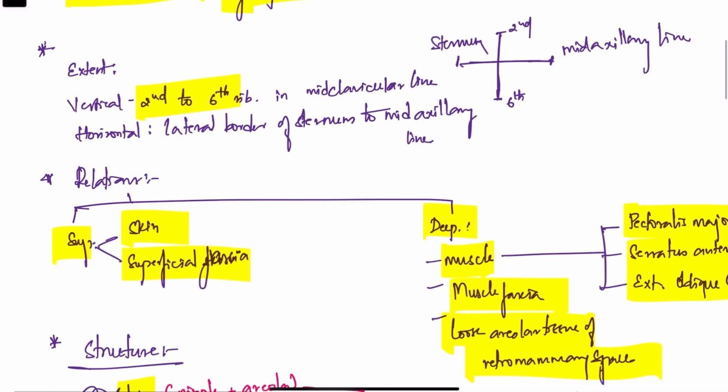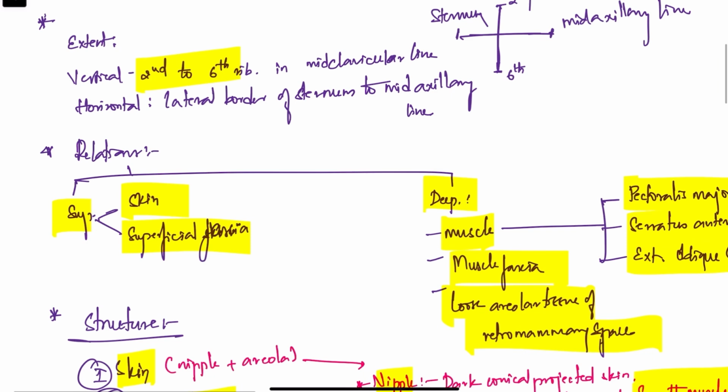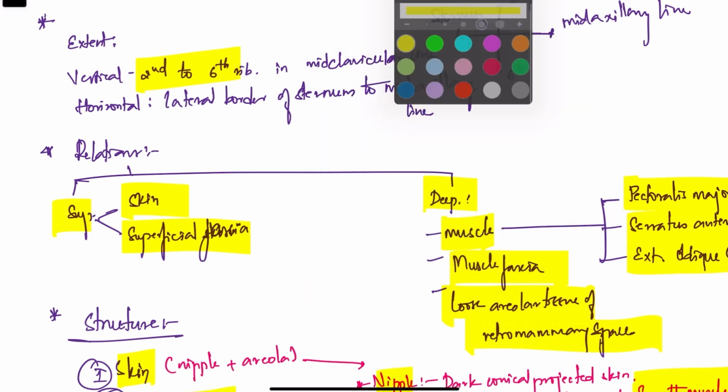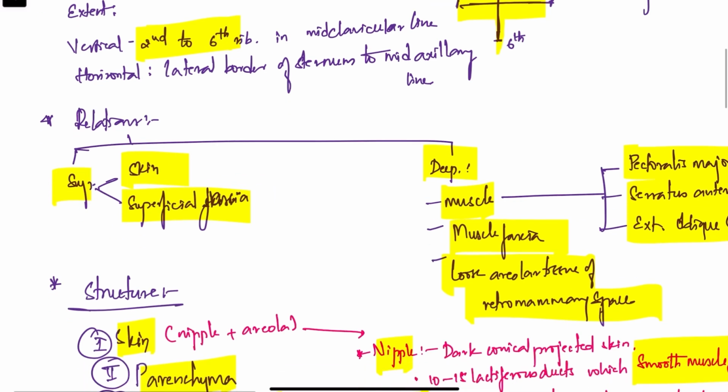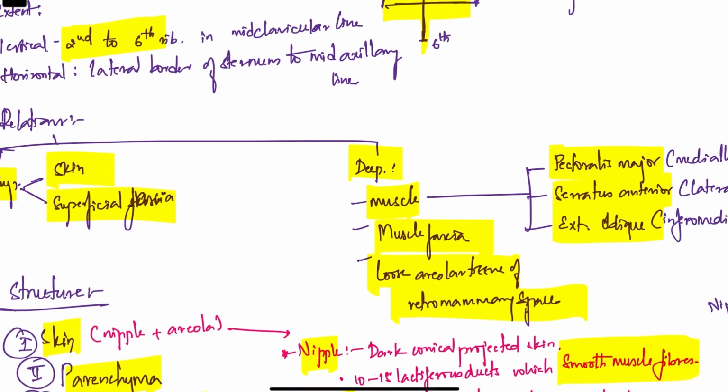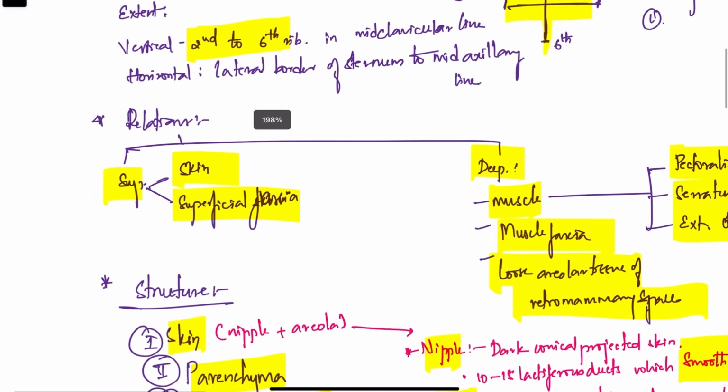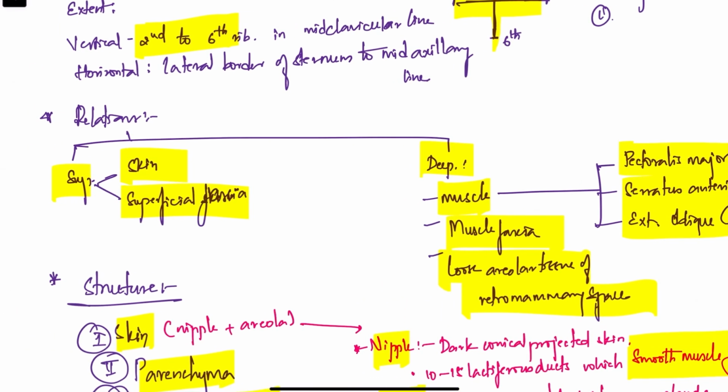Coming to proper anatomy, the breast extends from the second to the sixth rib in the vertical manner. In the horizontal manner, it extends from the sternum to the mid axillary line. The mid axillary line is the lateral part, and the sternum is medial. That was clear, I guess.